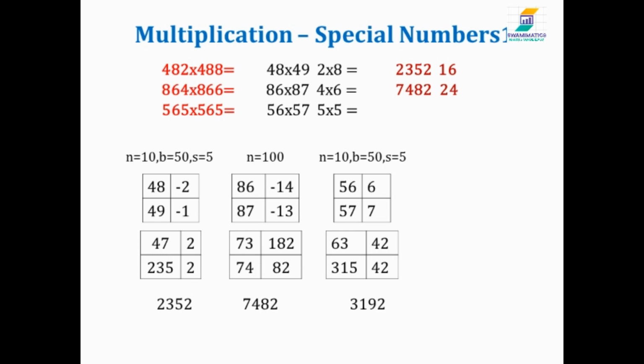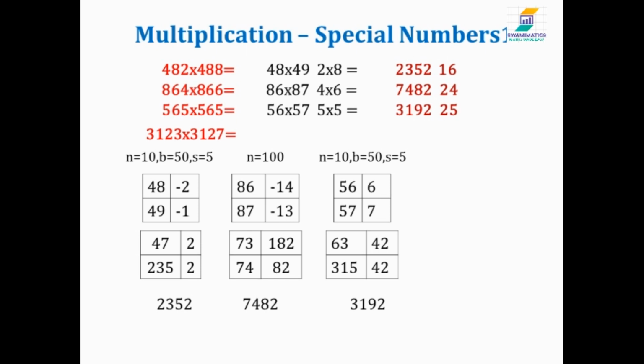So 56 into 57 is nothing but 3192. Why 3192? Because n is equal to 10. That means 42, we need to take only the unit digit and 4 should be transferred to 315. I hope you still remember the base method which we discussed earlier. Right? So 3192, 5 into 5, 25.